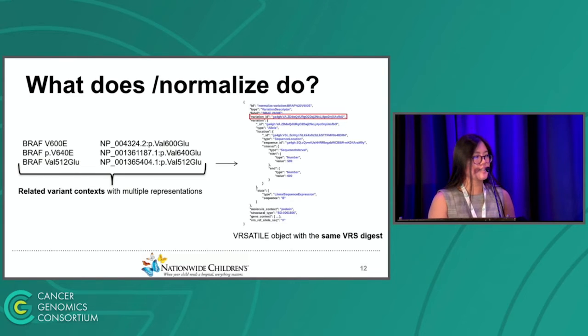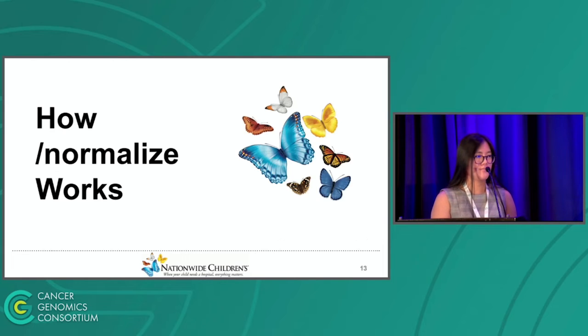Well, you can see the list of related variant contexts with multiple representations, such as free text queries using 1-letter or 3-letter amino acid codes, and HGVS expressions used on different accessions and positions. And choosing one as a representative is a challenge that clinical labs face. The normalize endpoint provides a mechanism from community standards such as VRS in order to provide a consistent computable identifier, which is highlighted in the red box.